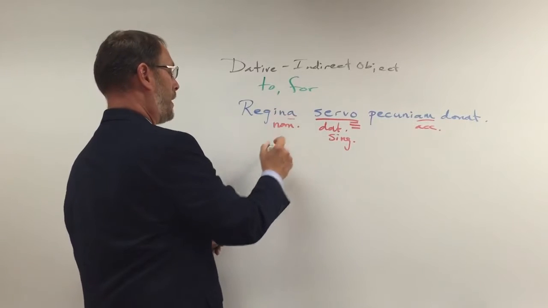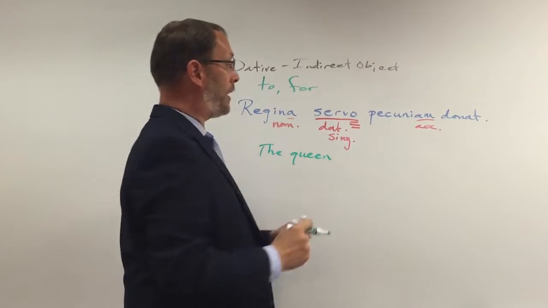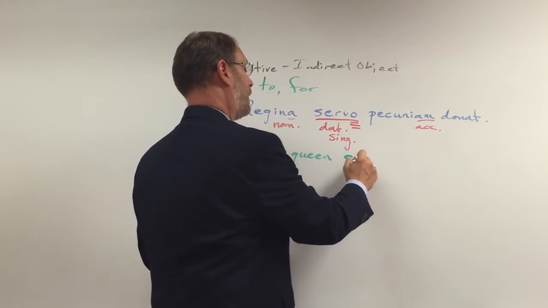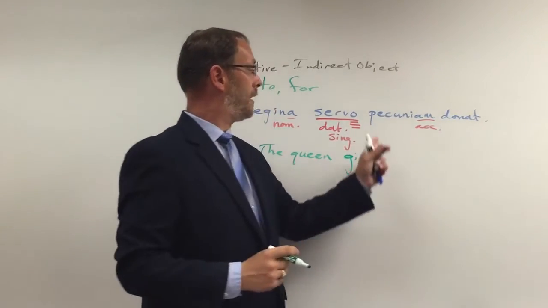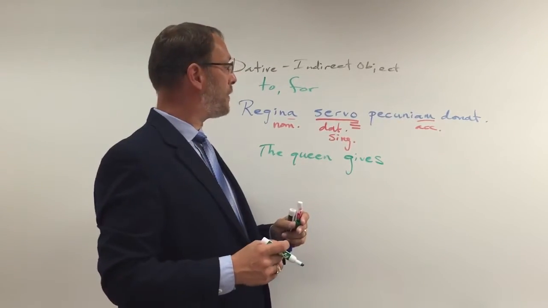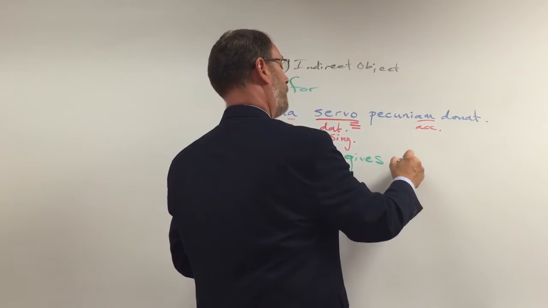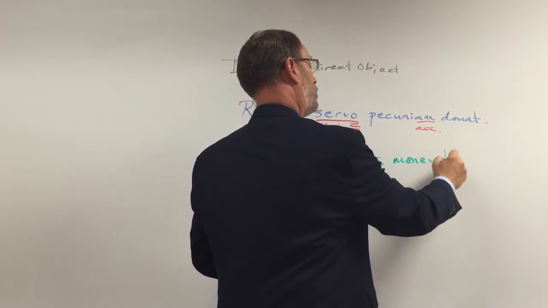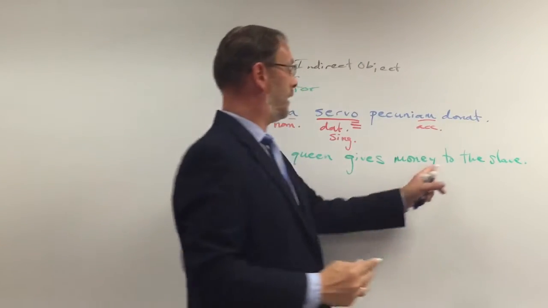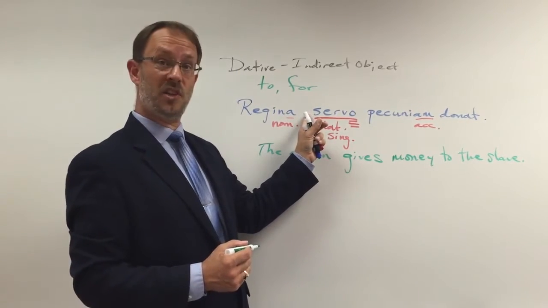Well, we have the queen. She's the subject. New word from page 61. What does she do? She gives. The queen gives. And obviously we've got the word for money and we've got the word for slave. We've got a couple of ways we can do this. We can say the queen gives money to the slave. And there we've used our helping word to for the dative case, servo.